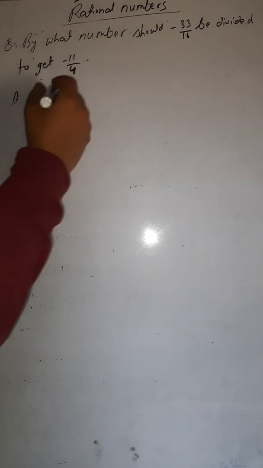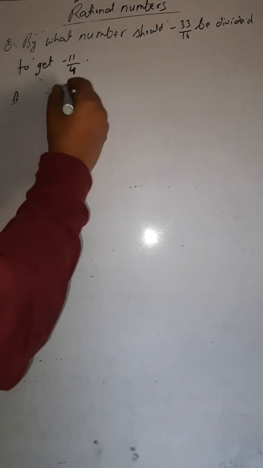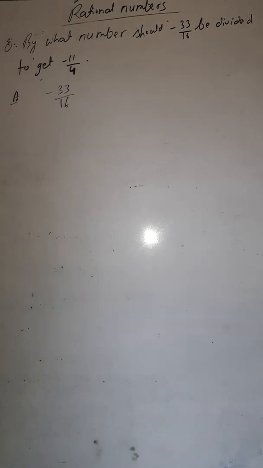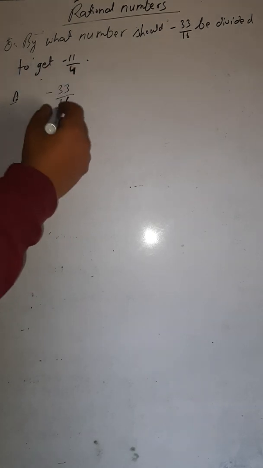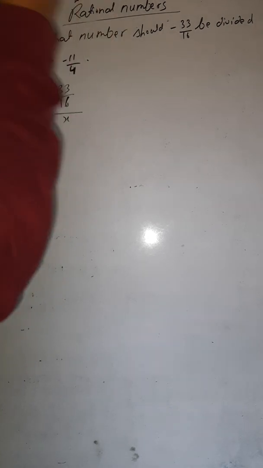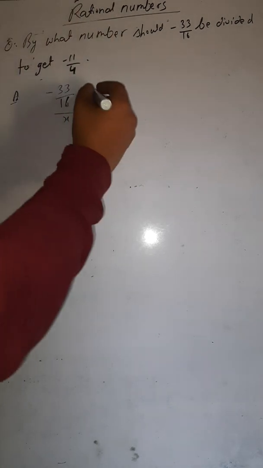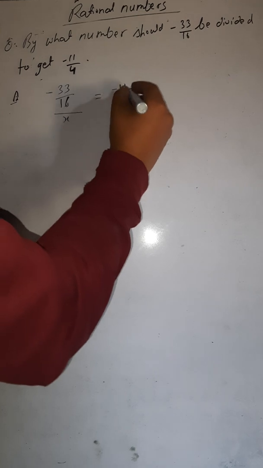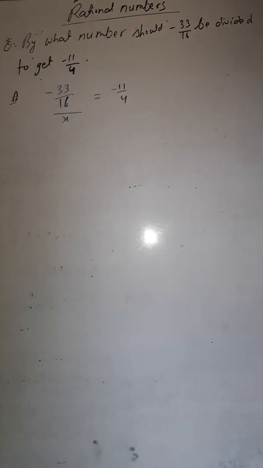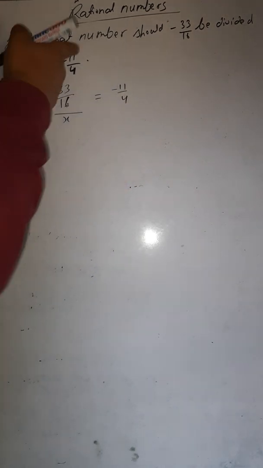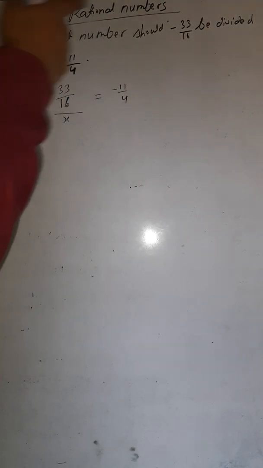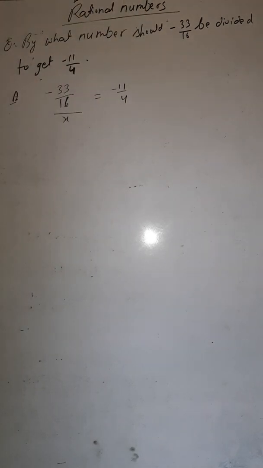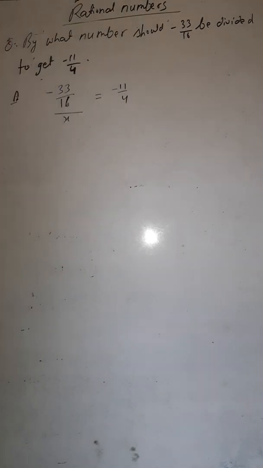Let's say this is the number, minus 33 by 16, and I am dividing this number by x, and the answer which I am getting is minus 11 by 4. It means you have to find out the value of x. This is the question: by what number should this be divided to get this? So I am saying that let the number by which I am dividing minus 33 by 16 be x, and the answer that I am getting is minus 11 by 4.